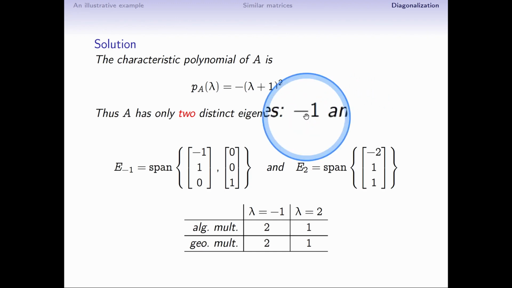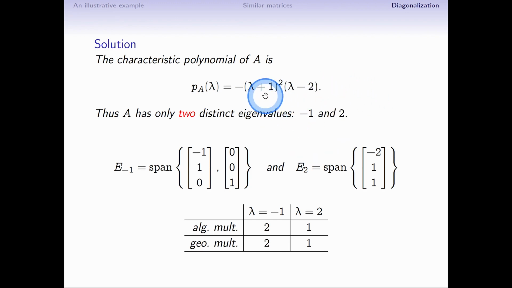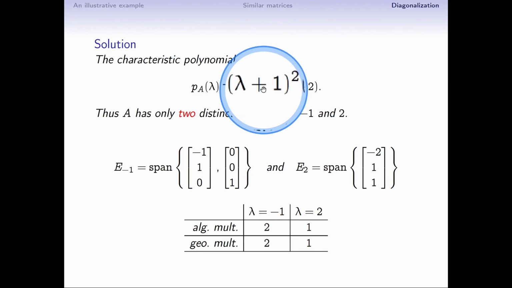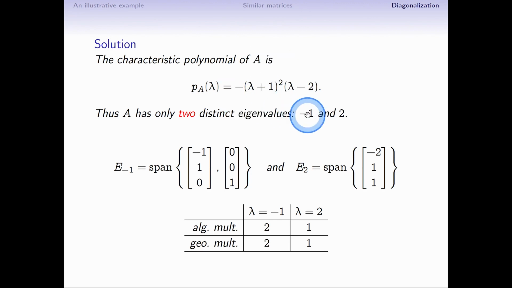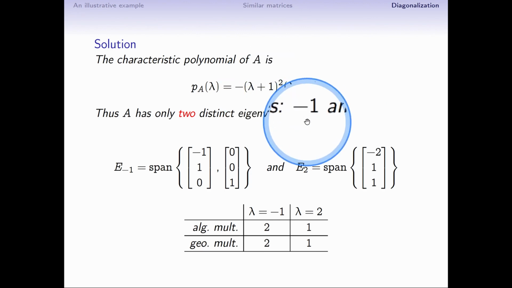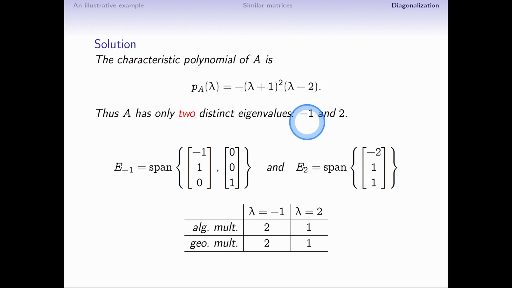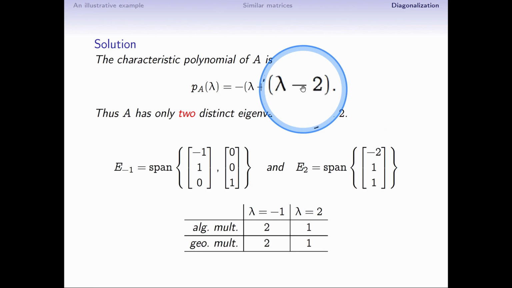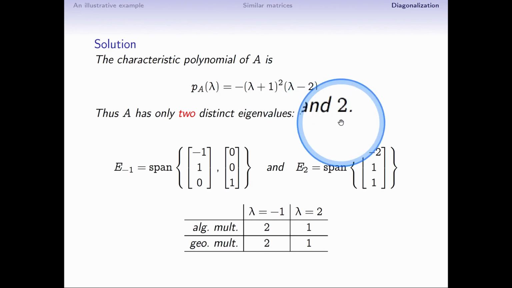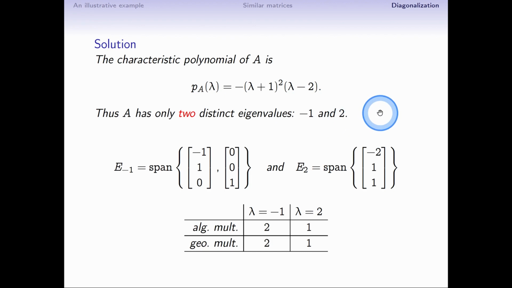Remember that this eigenvalue of -1 is coming from the factor of lambda plus 1 squared, and that means that lambda equals -1 has an algebraic multiplicity of 2. And this eigenvalue of 2 is coming from the factor of lambda minus 2, and so 2 has algebraic multiplicity 1. And so in a sense, we could list the eigenvalues of the matrix A as -1, -1, and 2.